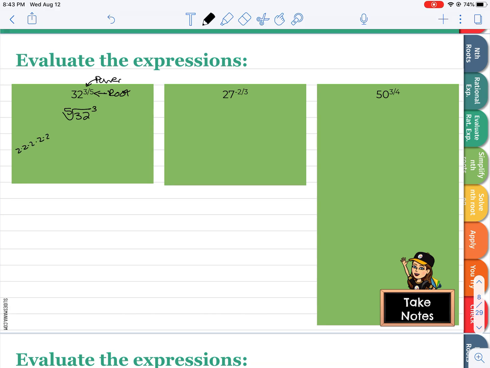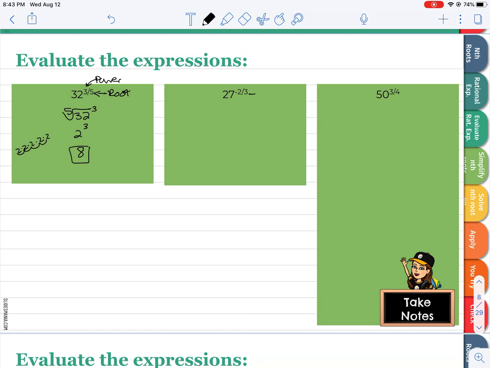So I'm going to start, if I wrote out 5 2's, well, 2 times 2 is 4, 4 times 2 is 8, 8 times 2 is 16, 16 times 2 is 32. So the fifth root of 32 is 2 because it took multiplying 5 2's together to get 32. Then I have the power. Well, 2 to the third, well, 2 times 2 times 2 is 8. So 32 to the 3/5 is the same as 8.